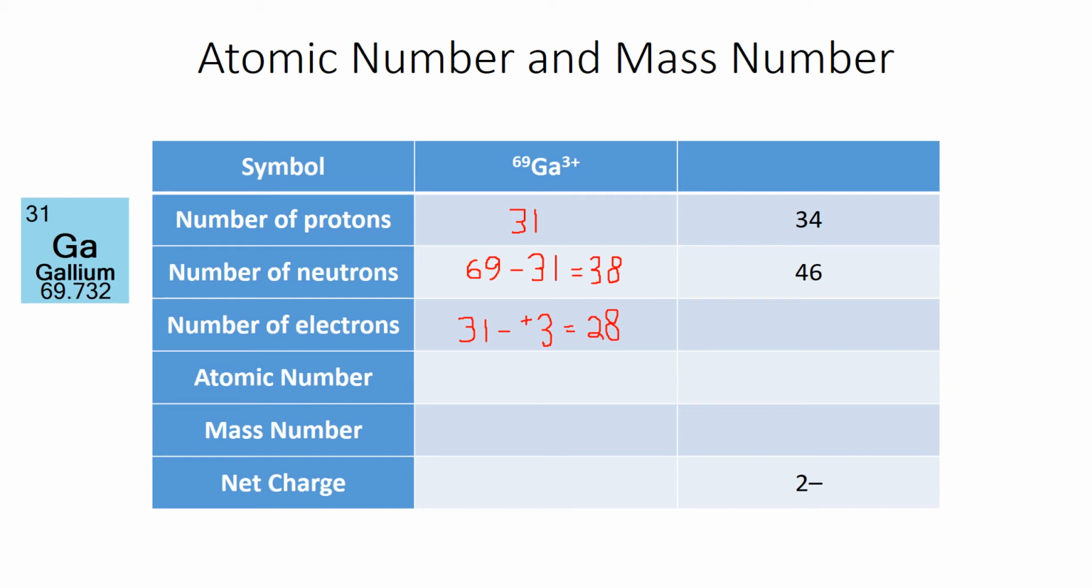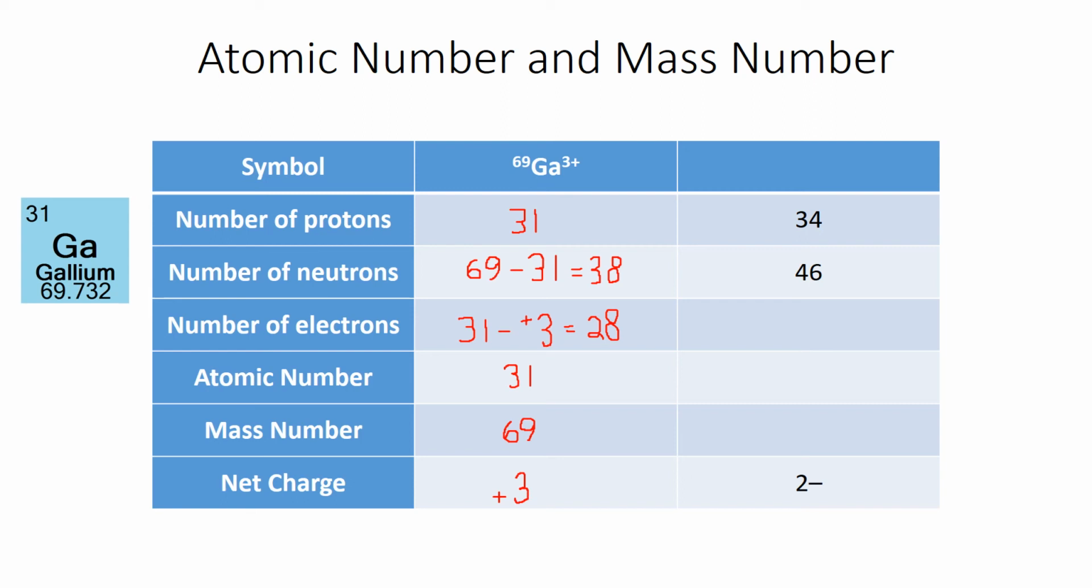So in this case, again, my atomic number is 31. That's my number of protons. My mass number is 69, because that is the number in the upper left-hand corner. And the net charge is +3, because that is the number in the upper right-hand corner.